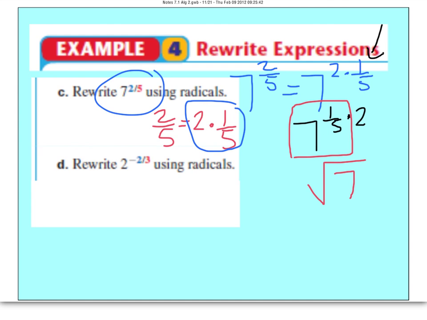Careful, I want the 5th root, so I put that there. Then I'm going to wrap it up and keep the squared out there. And that would be my final answer.